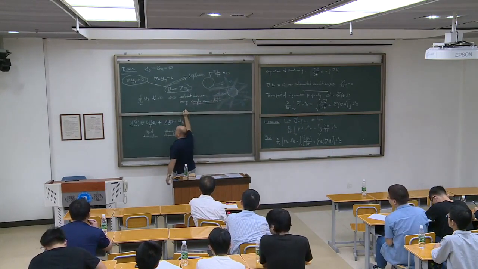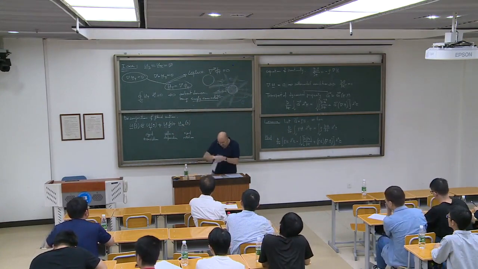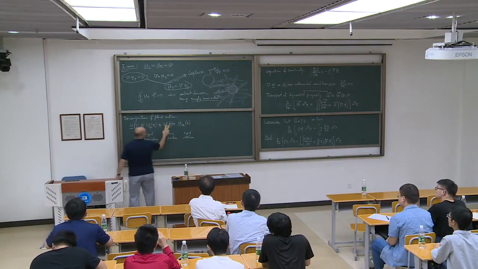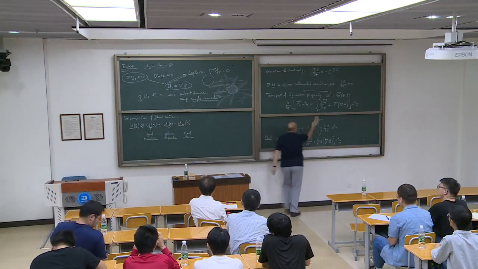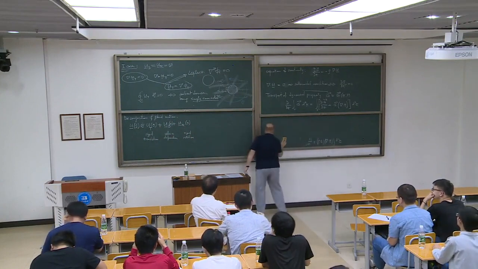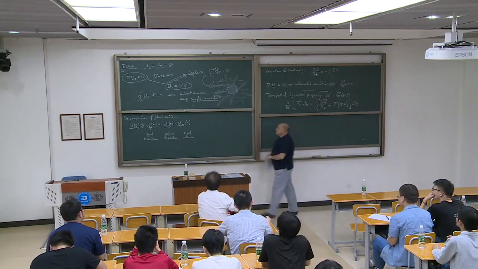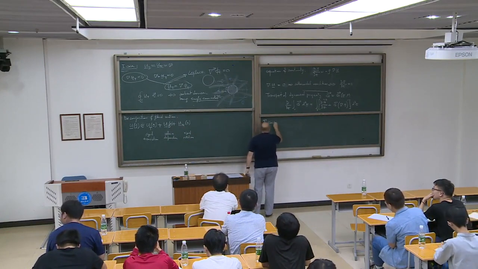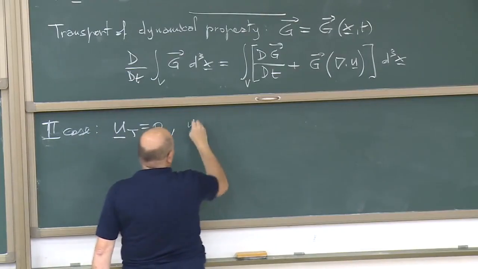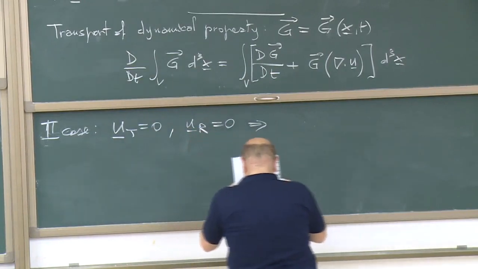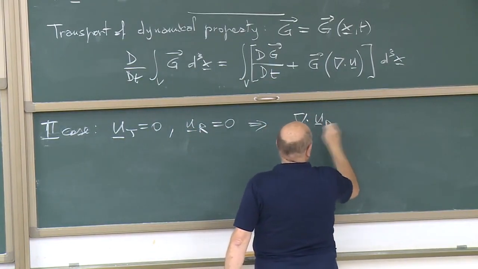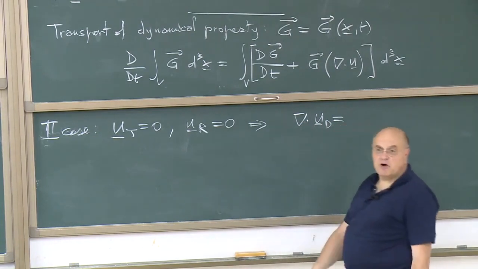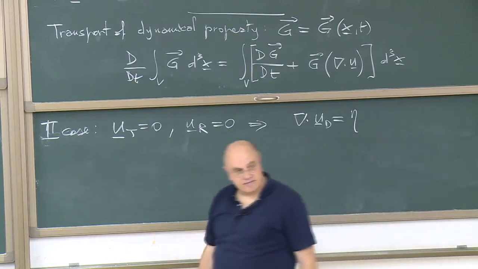I want to move to the other case, the case where we have some deformation, UD. Sorry. So we said UD 0, UR 0. We are in the second case now. In this case, we put UT equals 0 and UR equals 0. And then what do we have? We have div UD different from 0. We have divergence of this field. Divergence of this field, well, I can use a letter, say eta.